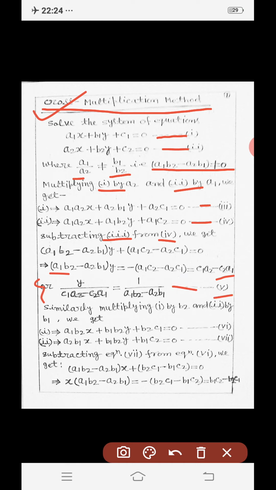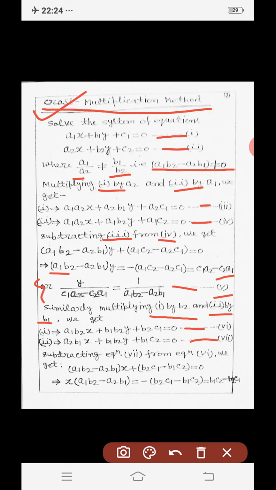Similarly, multiplying equation 1 by b2 and equation 2 by b1, we get a1 b2x plus b1 b2y plus b2 c1 equal to 0. This is equation number 6. a2 b1x plus b1 b2y plus b1 c2 equal to 0. This is equation number 7.